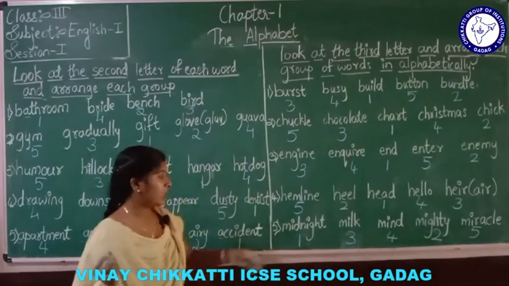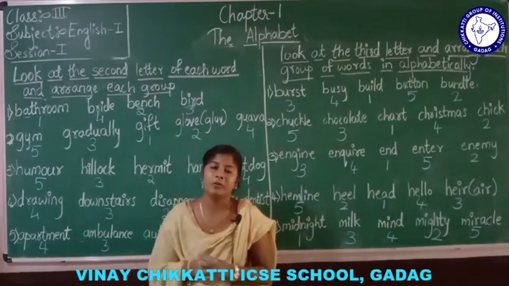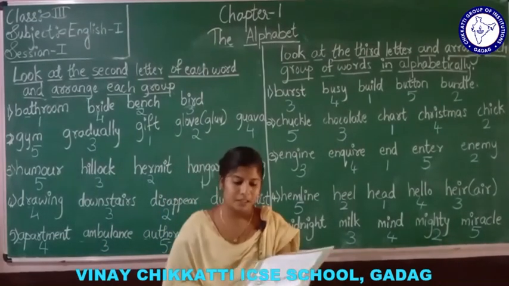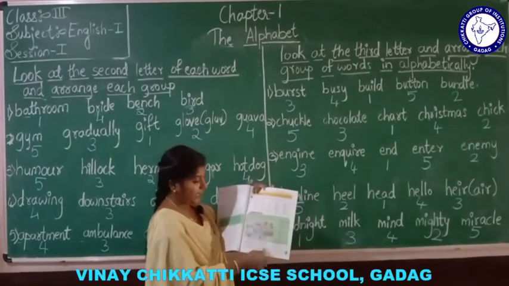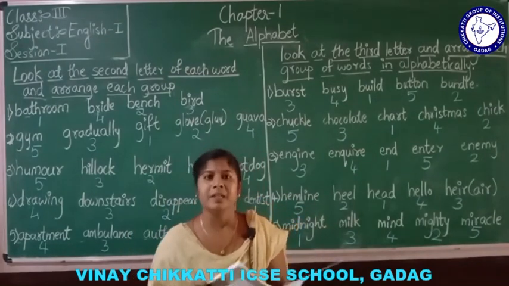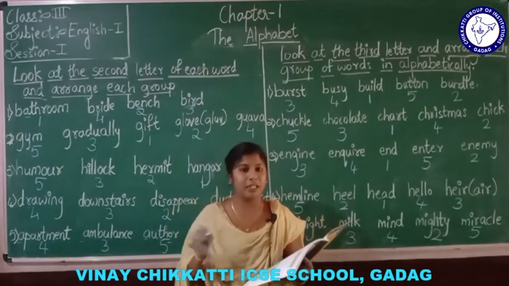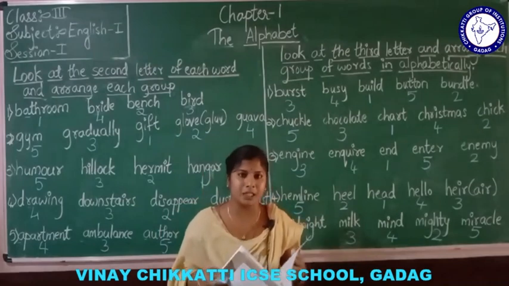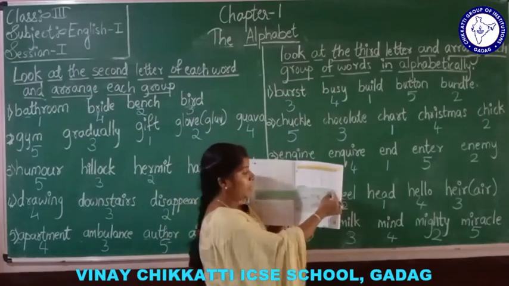Understood? Did you understand how to arrange with the help of the first letter, the second letter and the third letter in alphabetical order? Okay, fine. And the last one, see, in page number 7, a fun activity is there. Here, find 10 things in this picture and circle them. Any 10 things you like, you can circle them. Now put them in alphabetical order.